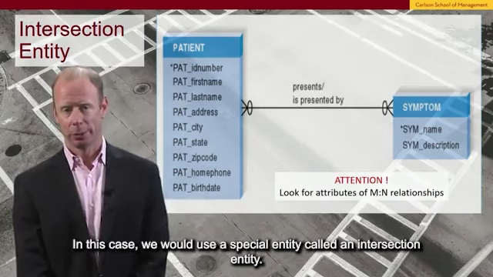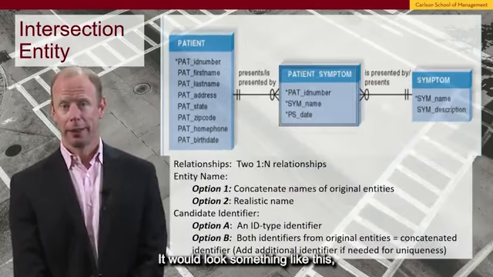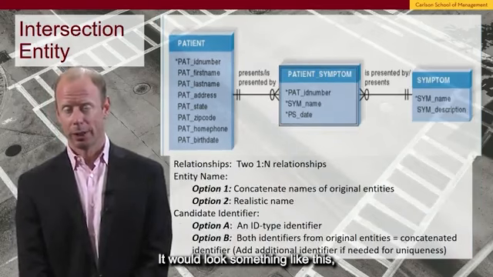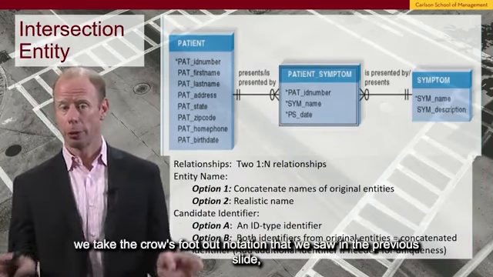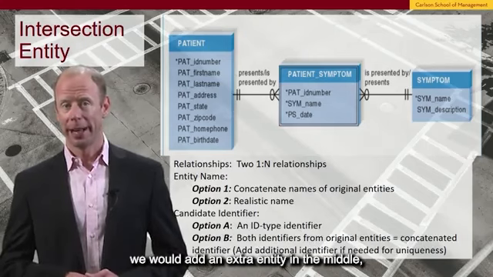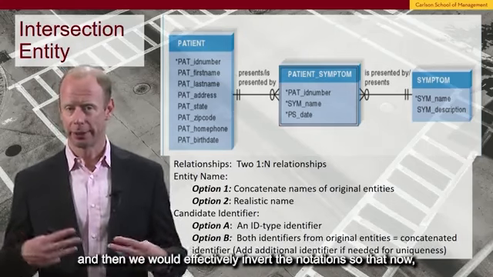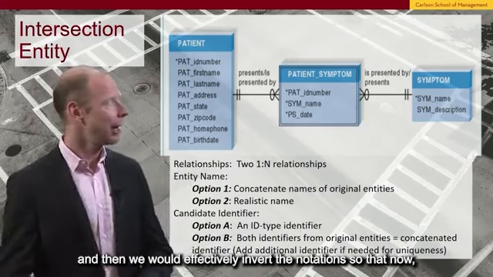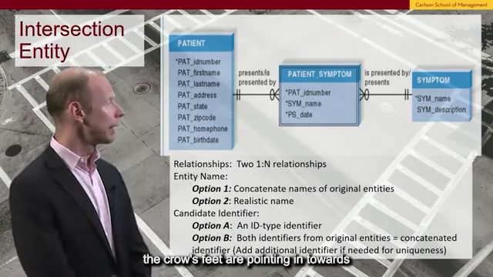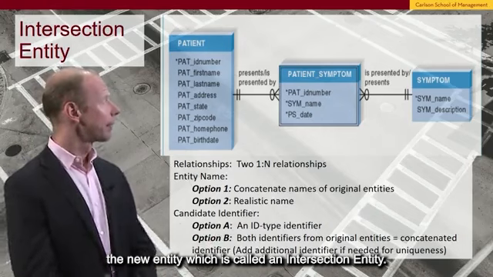In this case, we would use a special entity called an intersection entity. It would look something like this. We take the crow's foot out notation that we saw in the previous slide. We would add an extra entity in the middle, and then we would effectively invert the notation so that now the crow's feet are pointing in towards the new entity, which is called an intersection entity.